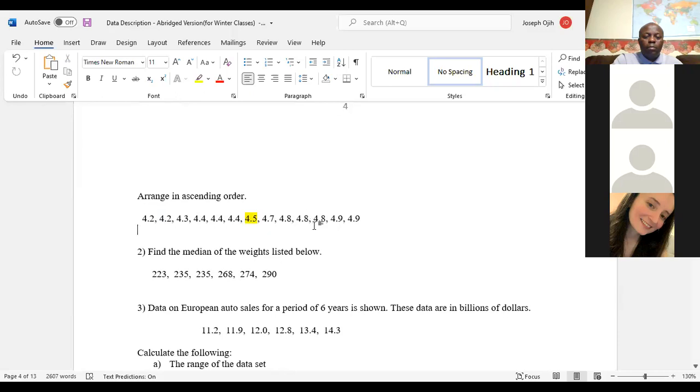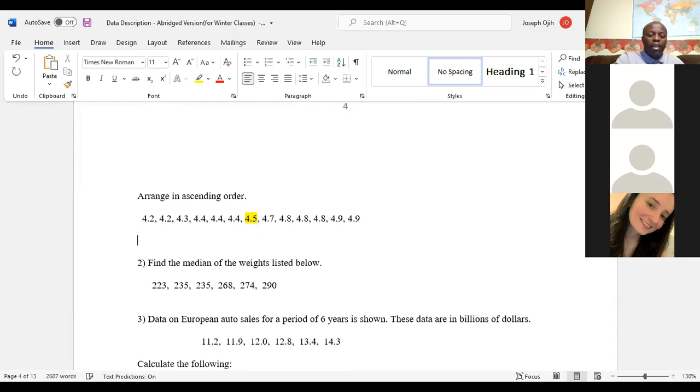1, 2, 3, 4, 5. So the one in the middle is 4.5. Am I right? Yes. So that means median equals 4.5 hours. So that means that half of these workers have a productivity of 4.5 hours or more, while the other half have a productivity of 4.5 hours or less. So we have a median right there.